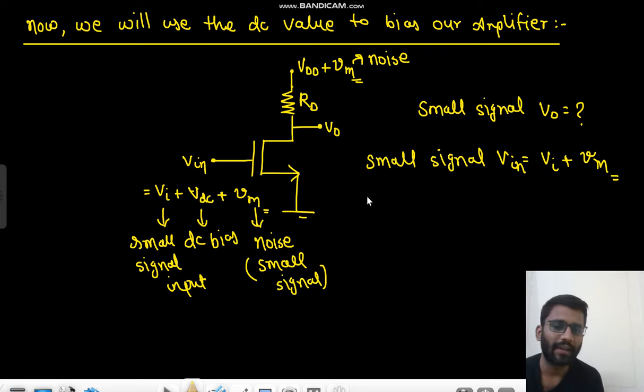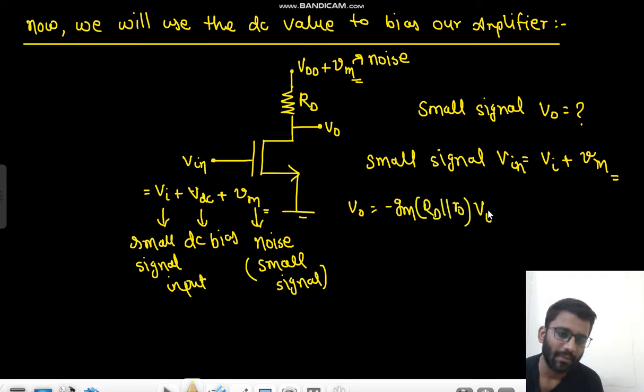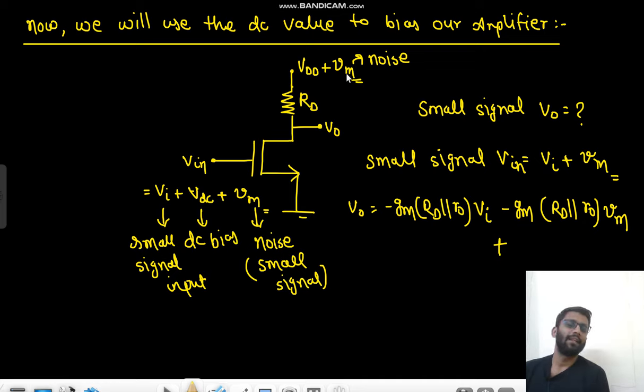So now you can write the output. What will be the output? Output would be minus gm RD into Vin, or if there is r0 present, you can write minus gm (RD parallel with r0) into vi, minus gm (RD parallel with r0) into small vm, plus there is this small signal present as well, right? We have seen the gain because of this. We have seen the output because of this. Now we will see the output because of this. So what will be the output because of this?